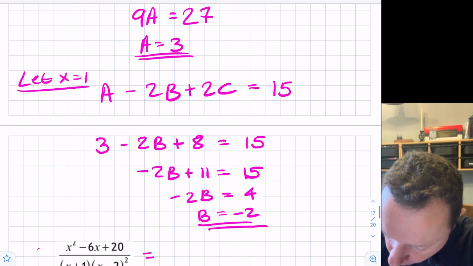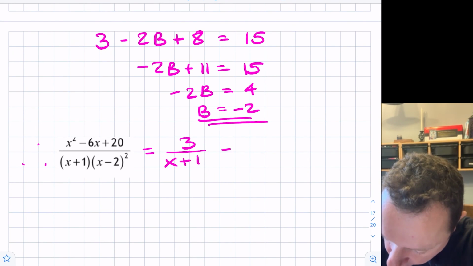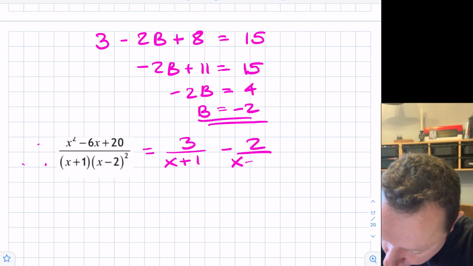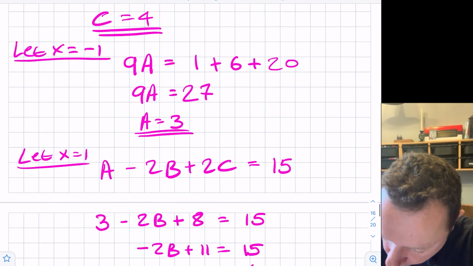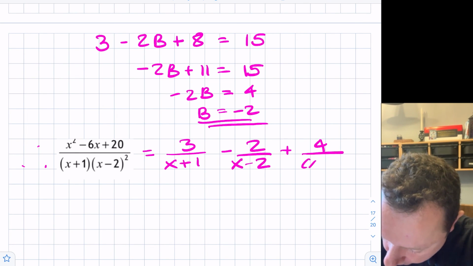A was over x plus 1, so 3 over x plus 1. Minus 2 over x minus 2. And our c value was 4, so plus 4 over x minus 2 squared.